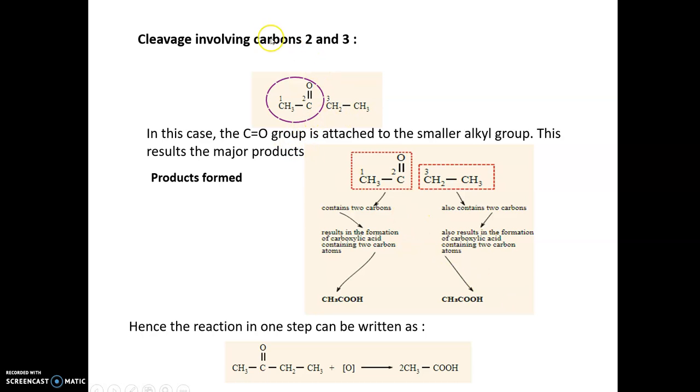Let us look at the other cleavage, the one involving carbon atoms 2 and 3. In this case, the carbonyl group is attached to a smaller alkyl group, and this is most favorable for the oxidation of an unsymmetrical ketone, and it results in the major products. When the cleavage occurs between carbon atoms 2 and 3, we get this as the product. Here also I get two carbon atoms, and this also contains two carbon atoms, and we get two molecules of acetic acid. So I can represent the oxidation of an unsymmetrical ketone as follows. Here the cleavage is between the second and the third carbon, resulting in the formation of two molecules of acetic acid, which has fewer carbon atoms compared to the parent ketone.